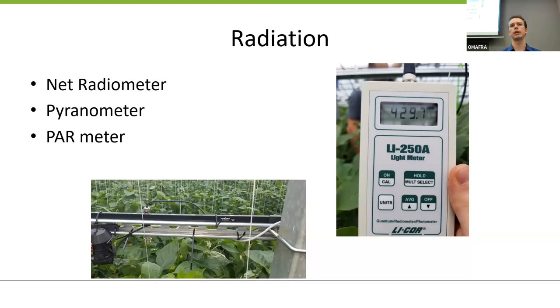Of course, looking at radiation, we want to consider PAR, so photosynthetically active radiation, where you'd measure that in your greenhouse. You also want to consider long-wave infrared radiation, and at Great Lakes, we did that with a net radiometer. So basically, it's an upward-facing pyranometer paired with a downward-facing pyranometer. So you can measure the radiation coming into your greenhouse, radiation leaving your greenhouse. So you can get information that informs that energy balance Ken was talking about. So that can help you inform decisions. Say you're using curtains. It could help you decide when to open or close your curtains at night.